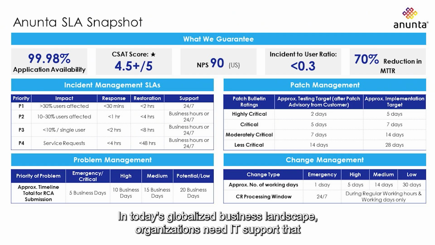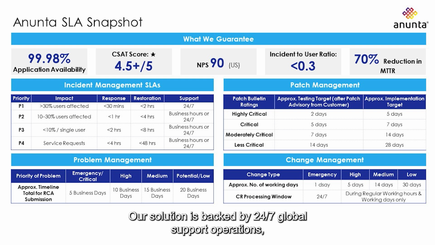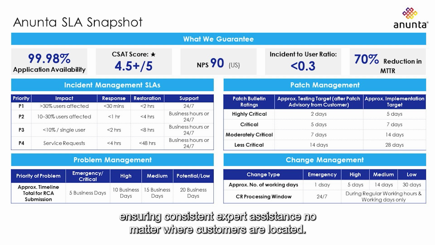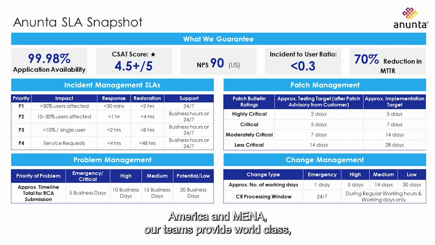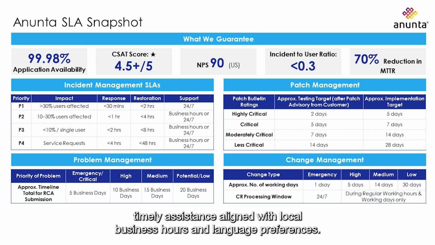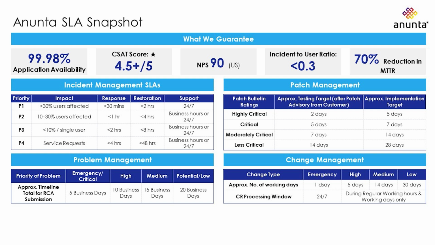In today's globalized business landscape, organizations need IT support that transcends borders, time zones, and infrastructure challenges. Our solution is backed by 24/7 global support operations, ensuring consistent, expert assistance no matter where customers are located. With a follow-the-sun model and regional support hubs across APAC, North America, and MENA, our teams provide world-class timely assistance aligned with local business hours and language preferences. With an NPS score of 90, our customers know that they are in good hands.